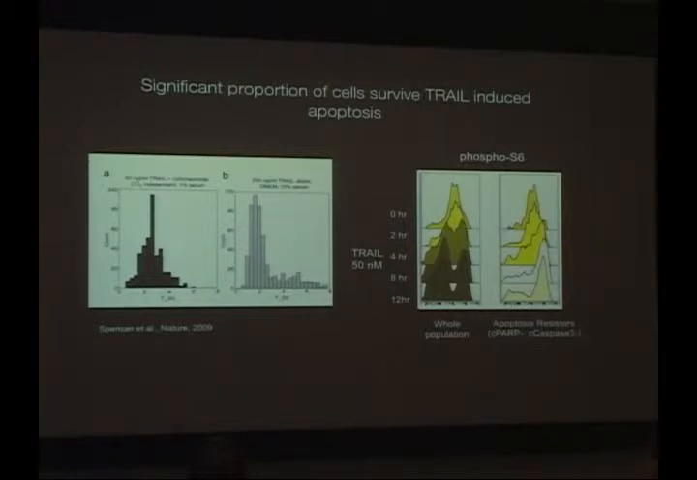So we've looked at different ways to subset these cells, and a really interesting thing is that there's this whole population that doesn't die, these apoptotic resistors that are cleaved PARP negative and cleaved caspase-3 negative, and they correlate almost perfectly with the cells that have really high phospho-S6. And it's not just that these cells aren't dying and the S6 isn't going down, you actually see the S6 getting induced in these HeLa cells over 12 hours.